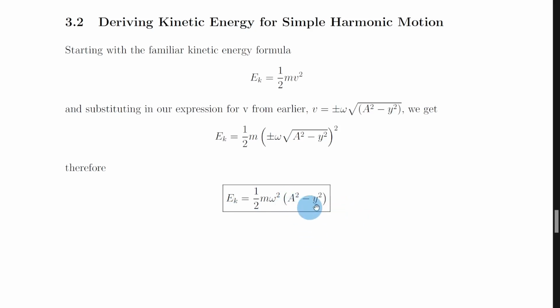And remember, because of the brackets here, you could actually expand this term to give you Ek equals a half m omega squared times a squared minus a half m omega squared times y squared.